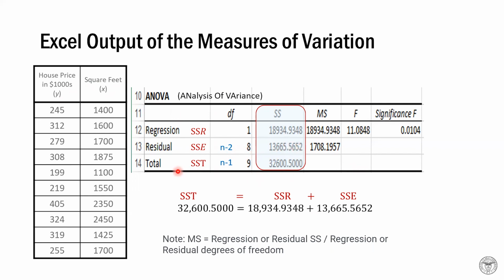For the house price case, n is the sample size, equal to 10 in this case. The intersection of the total row and the SS column is the value of SST with the degrees of freedom n minus 1, equal to 9 in this specific case. You can verify that SST is equal to SSR plus SSE.